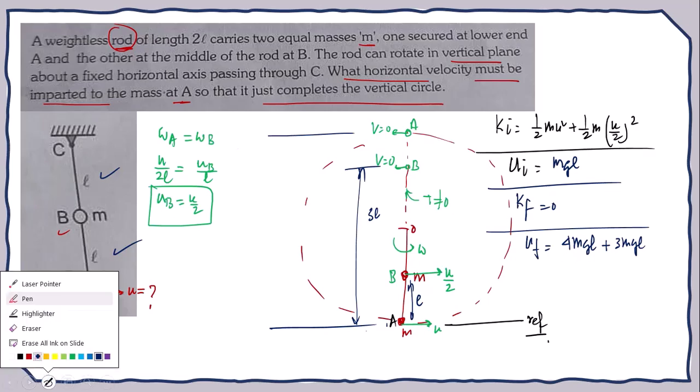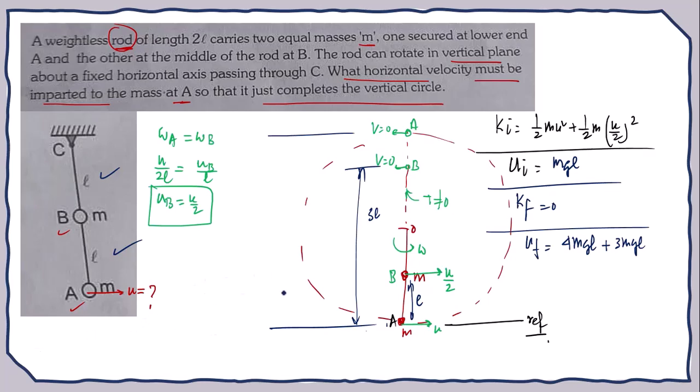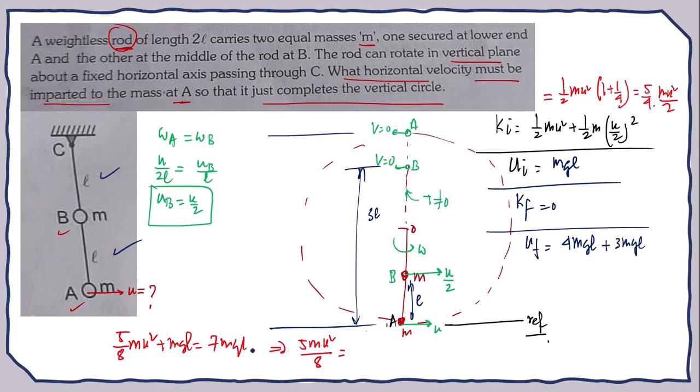Once I am equating these two numbers, what I am getting is half m u square. Here I can simplify it. That is m u square by 4. If I take half m u square common, it should be 1 plus 1 by 4. That means 5 by 4. So 5 by 4 into m u square by 2, that is the initial quantity. That means 5 by 8 m u square plus mgL should be equal to 7 mgL. 7 mgL is the final potential energy. So ultimately what I am getting, 5 m u square by 8 should be equal to 6 mgL.